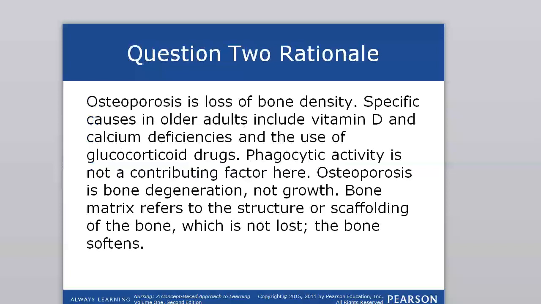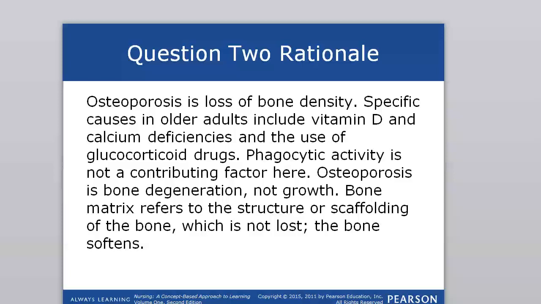And the rationale behind that is osteoporosis is a loss of bone density. Specific causes in older adults include vitamin D and calcium deficiencies and the use of glucocorticoid drugs. Phagocytic activity is not a contributing factor here, and osteoporosis is bone degeneration, not growth. Bone matrix refers to the structure or scaffolding of the bone, which is not lost. The bone softens.